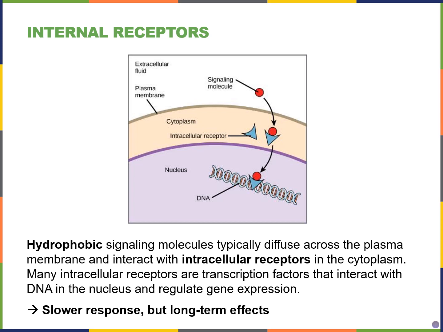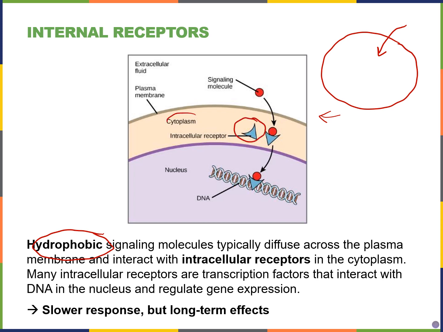Now let's switch gears for a second. We've been looking at receptors on the surface of the membrane for signals that cannot cross the cell membrane. But what if we have hydrophobic signaling molecules that do have the ability to cross the phospholipid bilayer? Since they can cross the cell membrane, they don't need membrane-bound receptors. Instead, their receptors can be inside the cell in the cytoplasm, which is most commonly the case for these hydrophobic signaling molecules, or ligands.